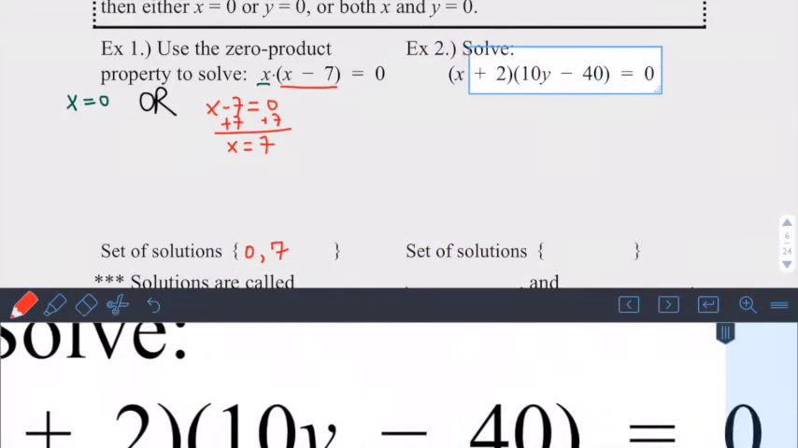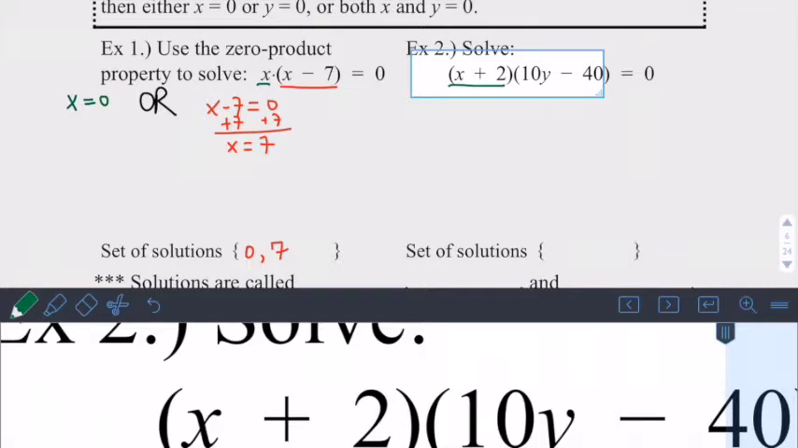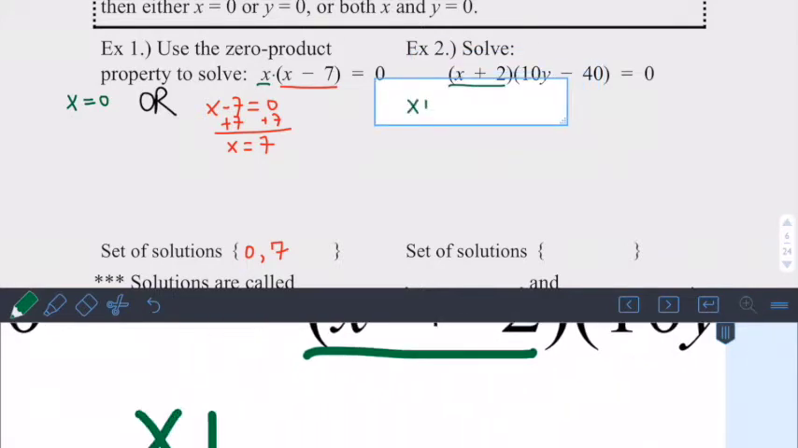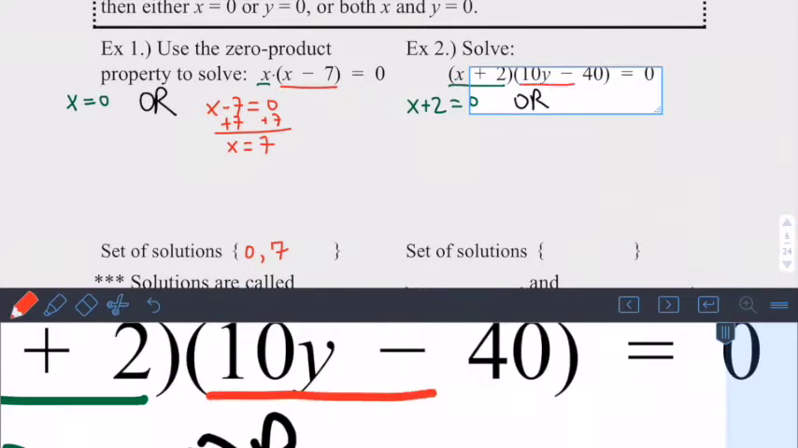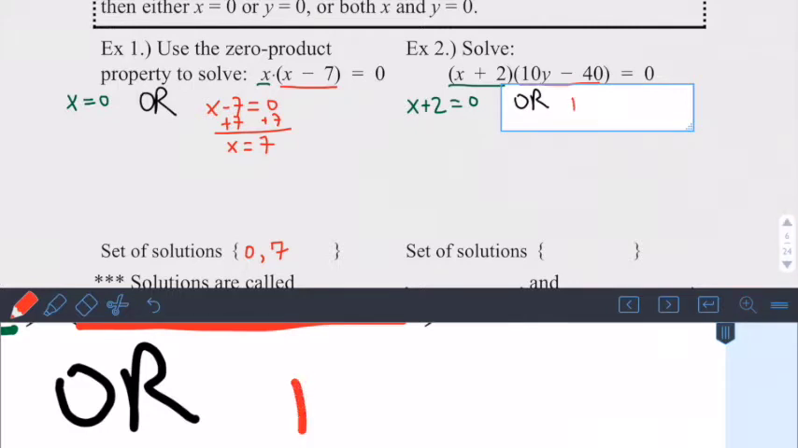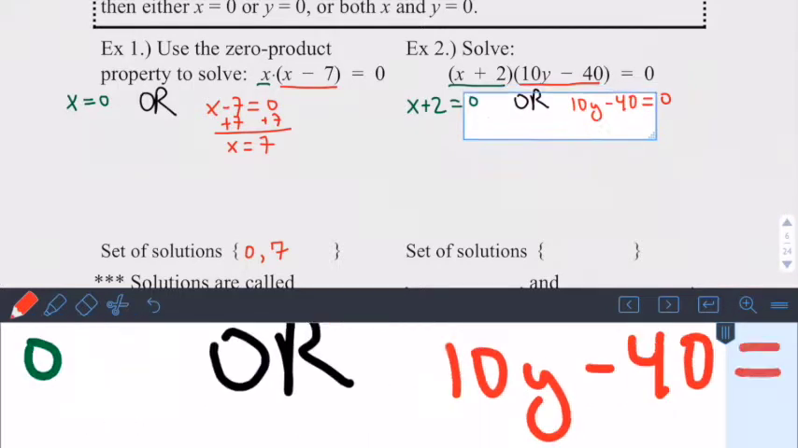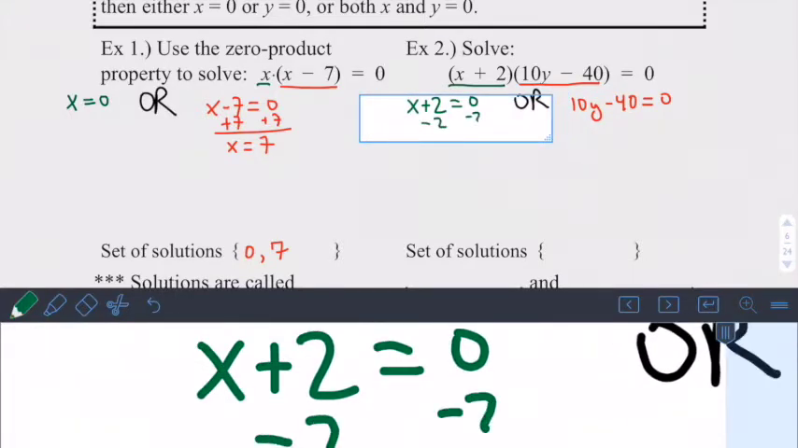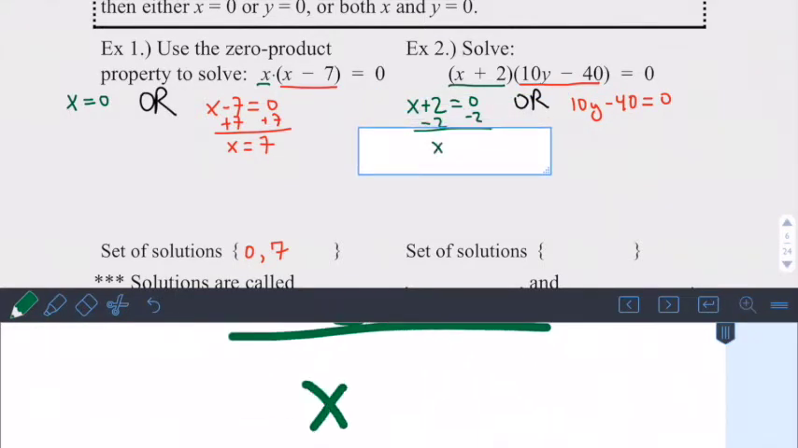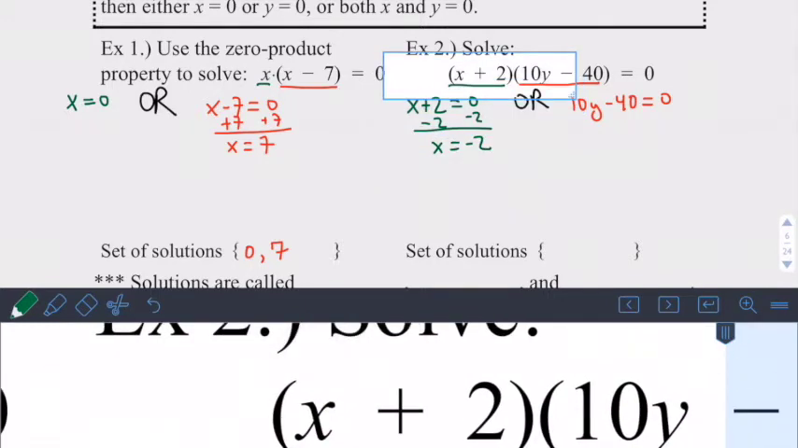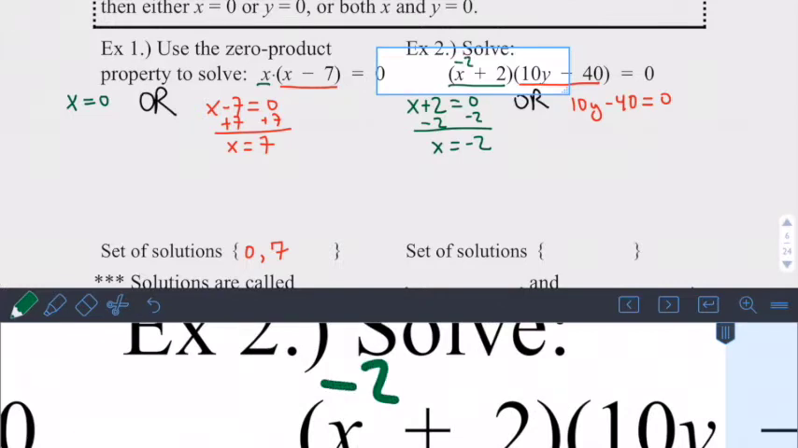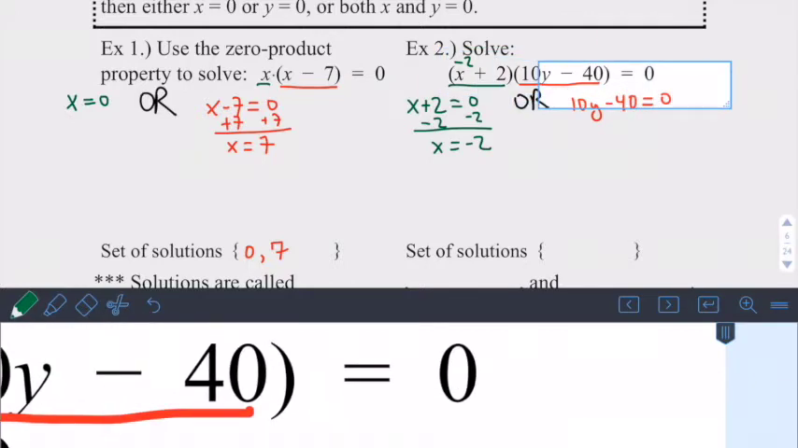So let's solve this one now. It's a little bit harder. We have x plus 2 could equal 0, or 10y minus 40 equals 0. Well, let's solve them both. So minus 2 from both sides, x equals negative 2. If you think about it, if you plug in negative 2, that's going to be negative 2 plus 2, which would make the whole thing 0. And then 0 times this would give us 0, so that would work.